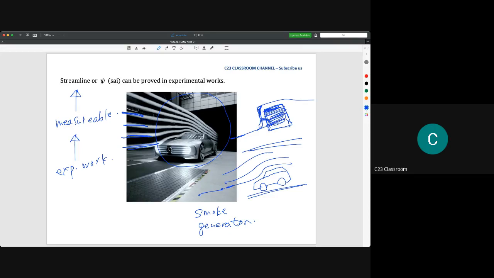Okay, that's why in our calculation, we start by using the idea of psi, or stream function, or volume flow rate, because it is important for us to make sure that our calculation is correct, or can be verified from the experimental work. That's why we start with the stream function, because stream function can be evaluated in experimental work. We could compare between experimental work and the calculation.